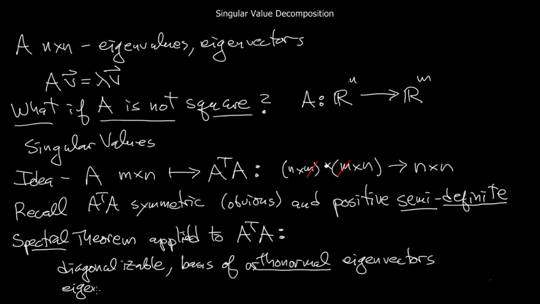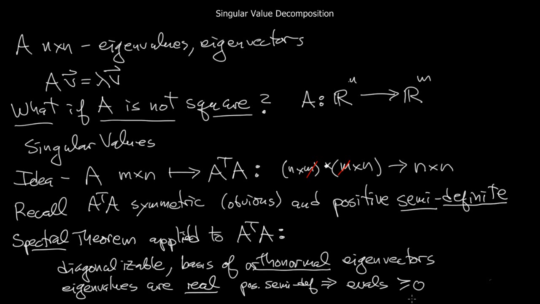And furthermore, the eigenvalues are all real. Well, that's true for any symmetric matrix, but the fact that this matrix is positive semi-definite says not just that they're real, but they're actually greater than or equal to 0. So we have a bunch of eigenvalues which are positive or maybe 0. So that's sort of the starting point. Instead of looking at A, we're going to look at A transpose A.